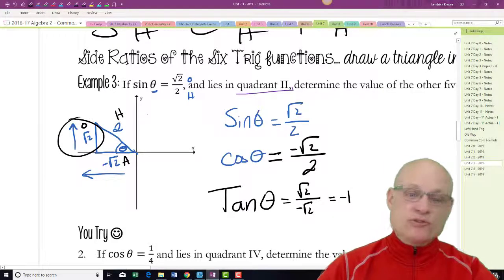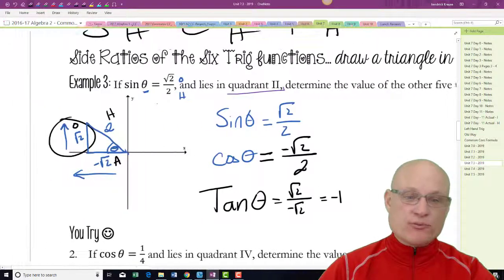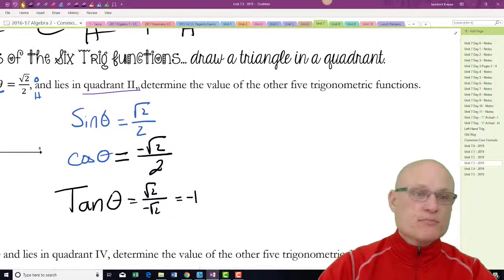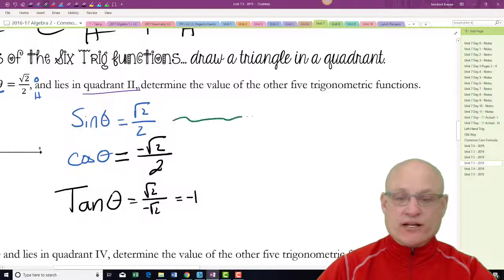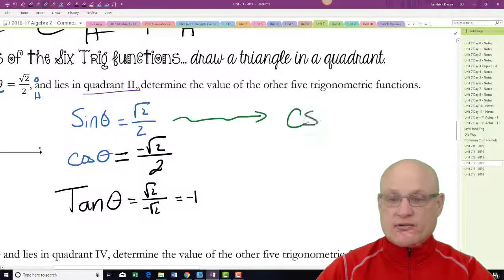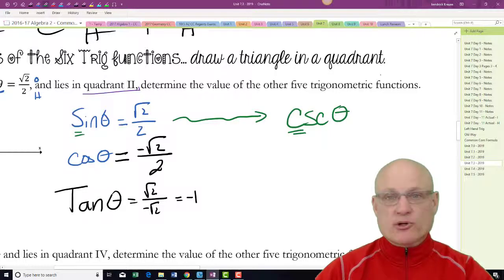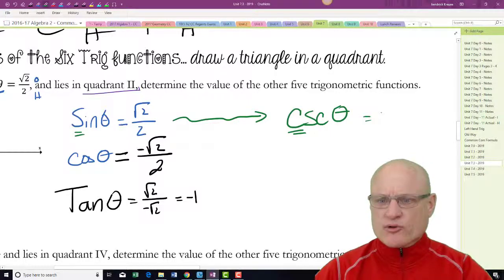Now let's do the reciprocal functions. The reciprocal functions are really pretty simple. Do you know what the reciprocal function of sine is? Remember, we hate students, so it's cosecant. C goes with S when we're talking about reciprocal functions. Don't forget that. So reciprocate that.